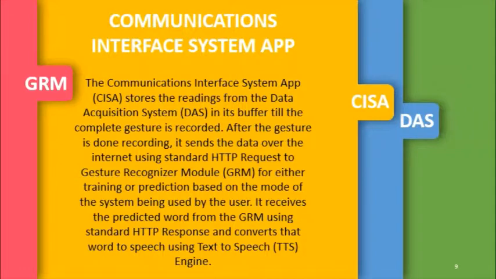The next part is the Communications Interface System app or CISA. It stores the readings from the DAS in its buffer till the complete gesture is recorded. After the gesture is done recording, it sends the data over the internet using standard HTTP request to Gesture Recognizer module for either training or prediction based on the mode of the system being used by the user. It receives the predicted word from the GRM using standard HTTP response and converts the word to speech using text-to-speech engine.